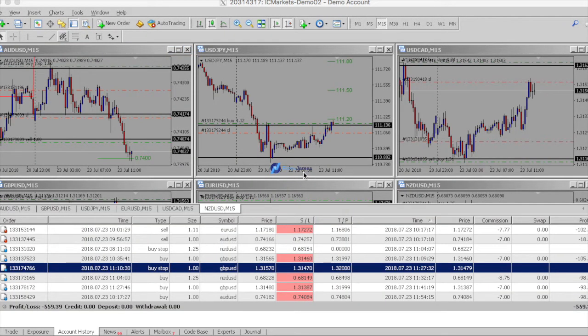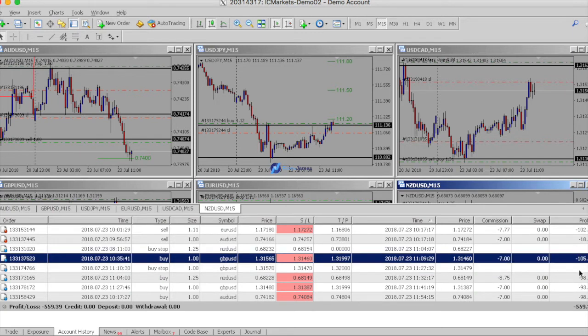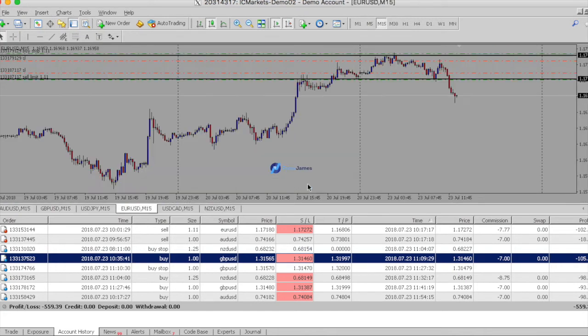Okay, we're about 3 hours into the London session, and so far we've had 6 losses here in a row. We basically got whipsawed out of the market. That's what happens when we trade breakouts. When price fails to break out of the range, we take a loss. Okay, not a problem.